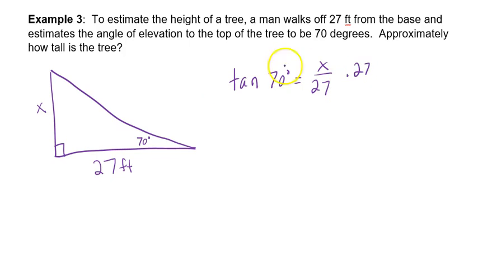Then I'm going to multiply on both sides by 27, and I'm going to type that in my calculator, and I'm going to get 74.18 feet. I'm putting feet on it because there were units in this problem, but it's just as simple as working one of these out.